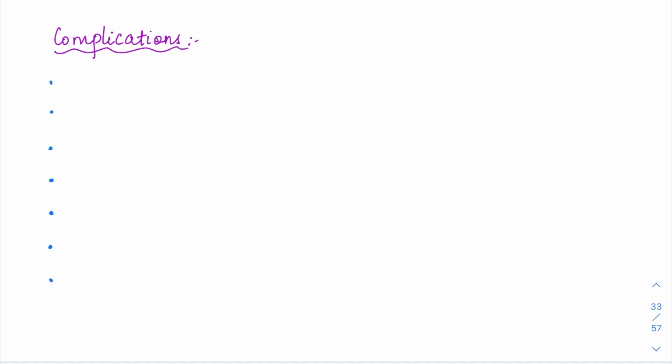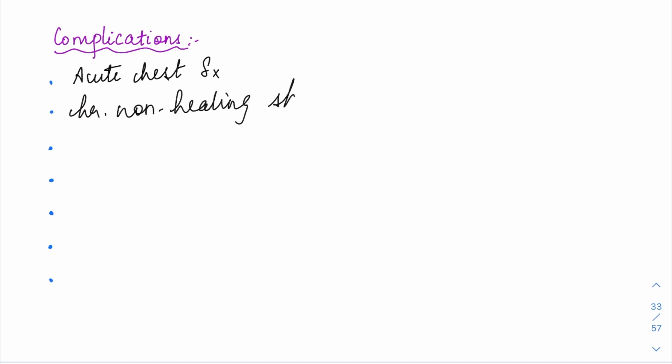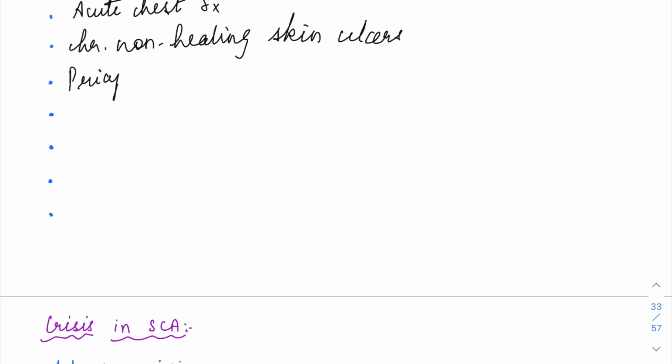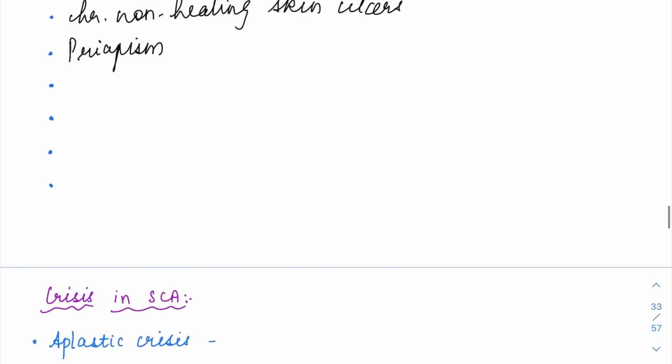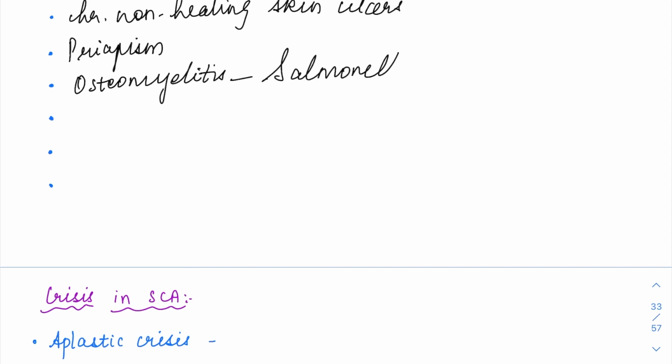So coming to the complications of sickle cell anemia. Usually when you get a history of sickle cell anemia in the exams, the history is usually related to the complications. Firstly you are going to have acute chest syndrome, then chronic non-healing skin ulcers, priapism, then we are going to have osteomyelitis, especially osteomyelitis with Salmonella. Normally Salmonella doesn't cause osteomyelitis, right?